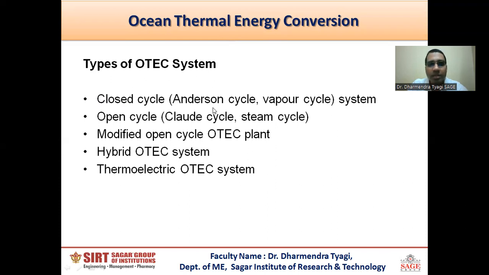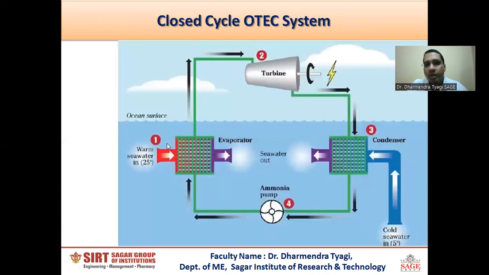The closed cycle system is also called the Anderson cycle system or vapor cycle system. And the open cycle system is also called the steam cycle system. So now we will discuss these two cycles one by one, the closed cycle system and the open cycle system. First, the closed cycle OTEC system.